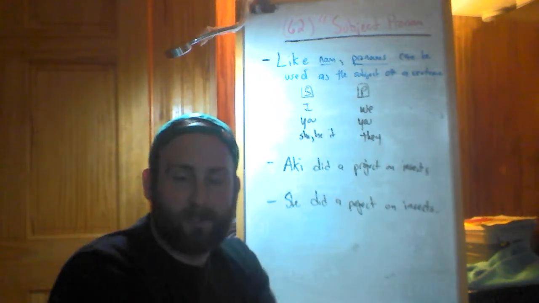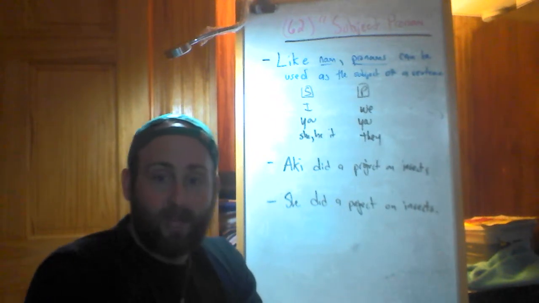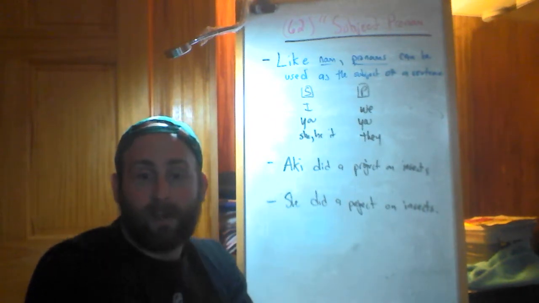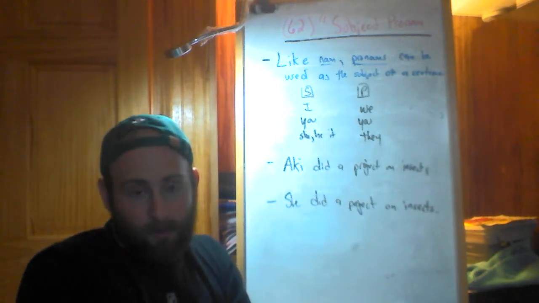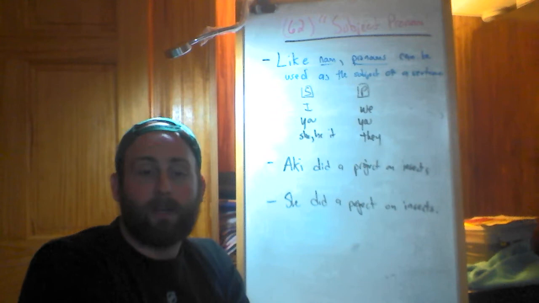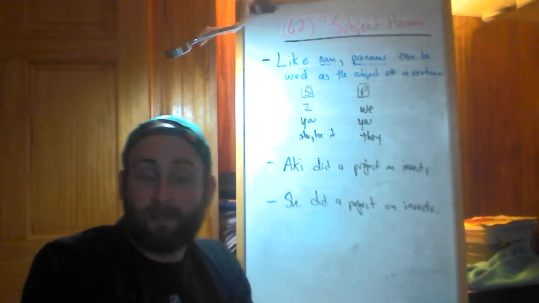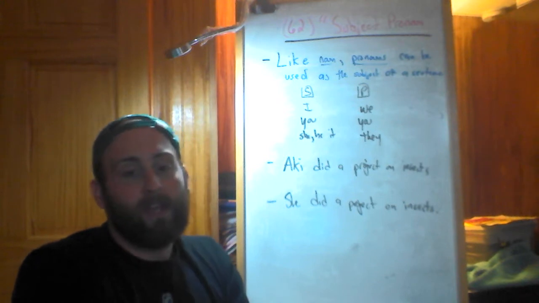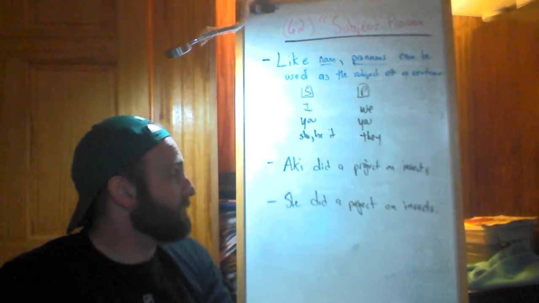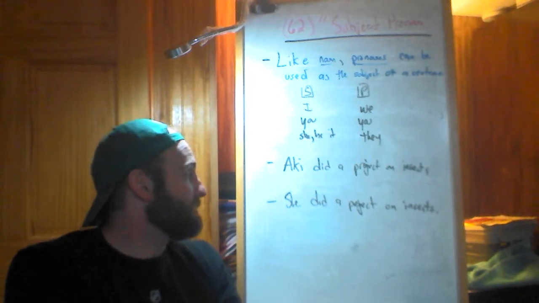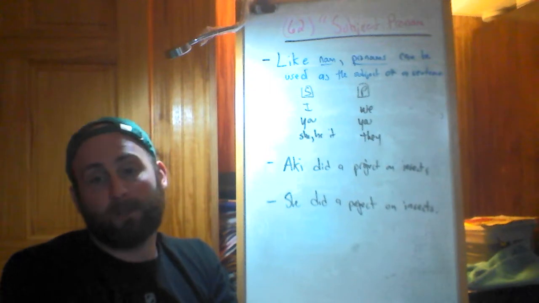As we all know, there could be several nouns in a sentence. For example, I have up on the board here, Aki did a project on insects. There are two nouns in this sentence. However, what we're going to focus on is just the main subject. What is the sentence about? Usually it's the first noun in the sentence. Aki did a project on insects. Who is the sentence about? It is Aki. What did she do? She did a project on insects.